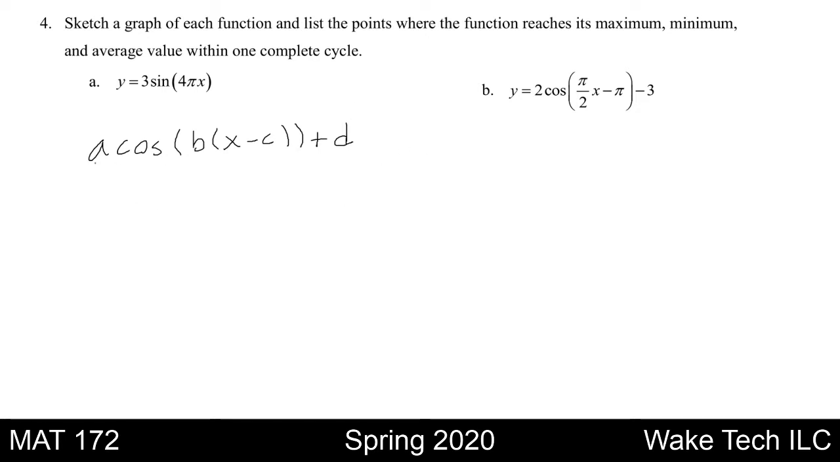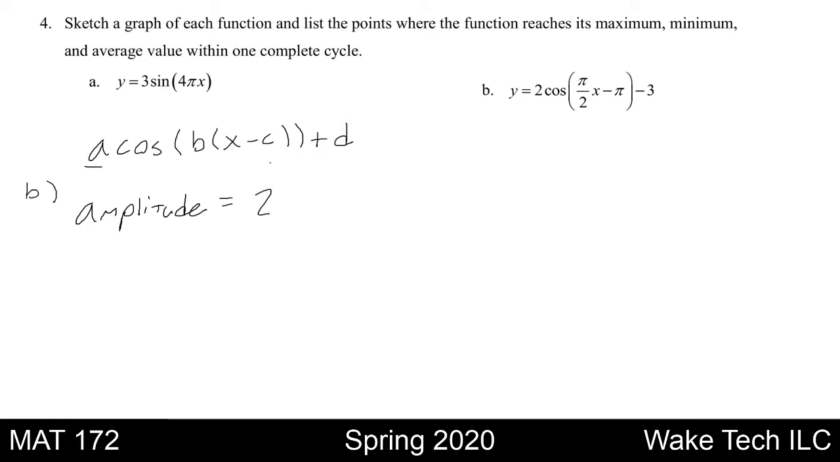So for instance, a here is the amplitude. And that actually helps us find things like the maximum, minimum, and average value. So here, for part B, the amplitude is 2.